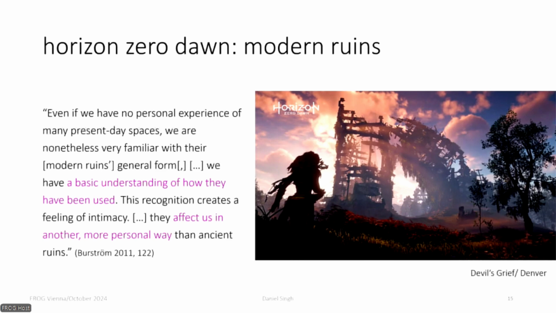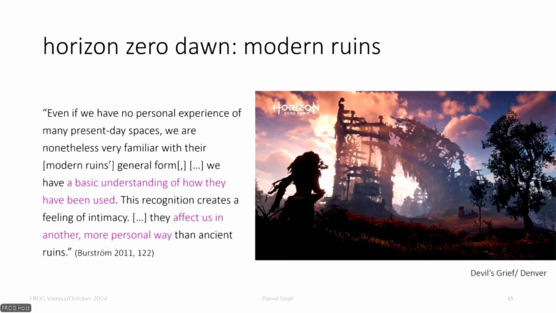And the special thing about modern ruins is, as Mats Burström writes, that we know, in contrast to ancient ruins, how they looked when they have been in use. Like, we don't know how an ancient Greek temple, for example, looked when it was in active use. But we know that with modern ruins. And that means that they affect us in a way which is much more direct than ancient ruins ever could.